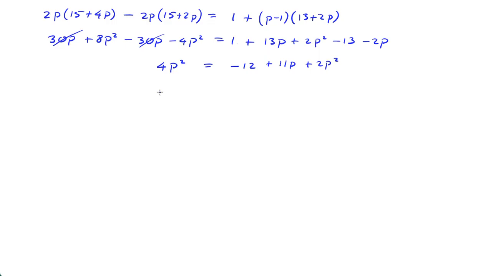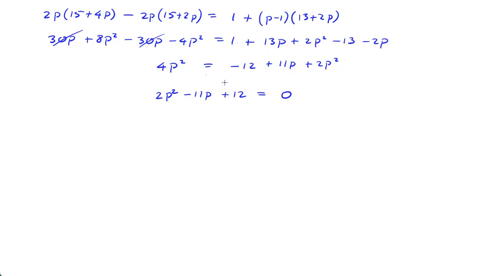Subtract that over here. I get 2P squared. So 4P squared minus 2P squared is 2P squared. 2P squared minus 11P plus 12 equals 0.